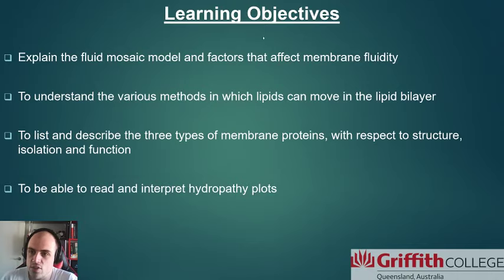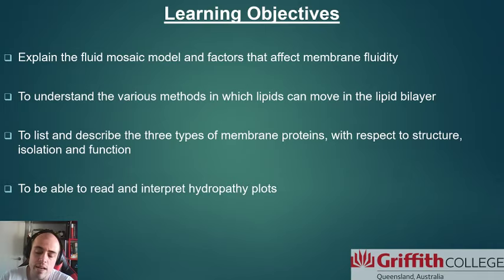All right, so we can see straight away much fewer learning objectives here. The big important thing is we're going to be looking at the fluid mosaic model, and importantly, the factors that affect membrane fluidity. With our lecture last week on lipids, a big thing I mentioned is that the physical properties of lipids can change depending on that lipid's makeup, depending on whether it is a saturated fatty acid or a monounsaturated or polyunsaturated fatty acid.